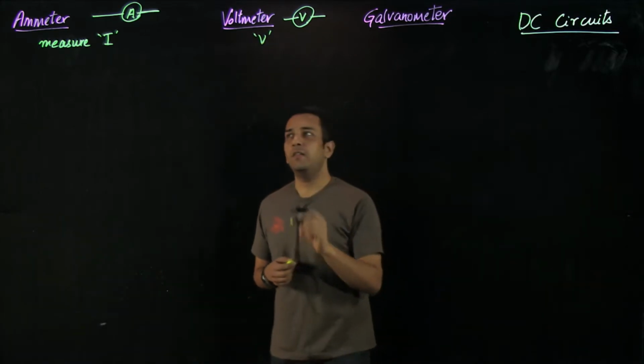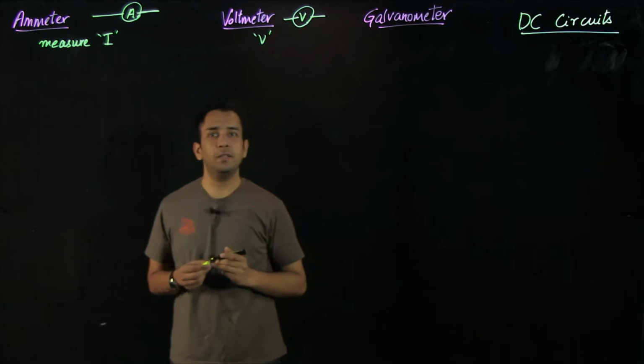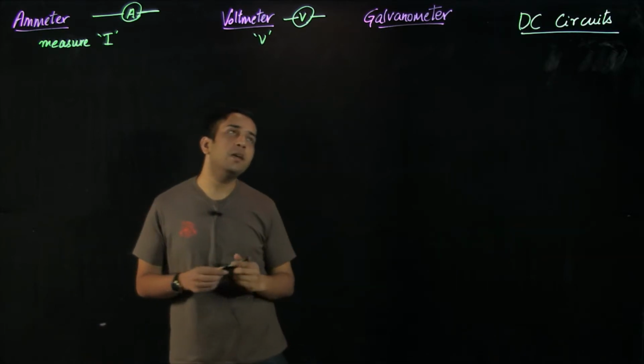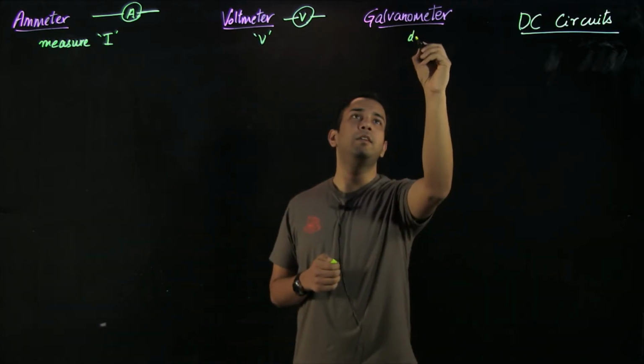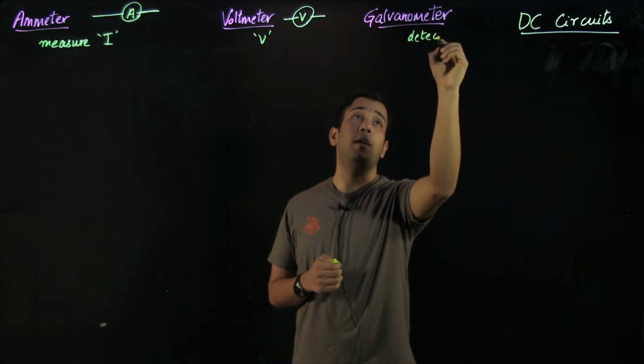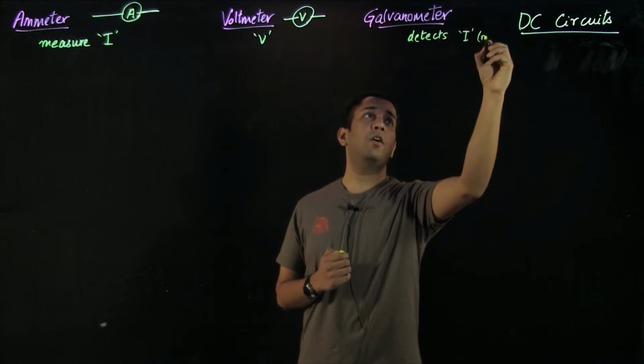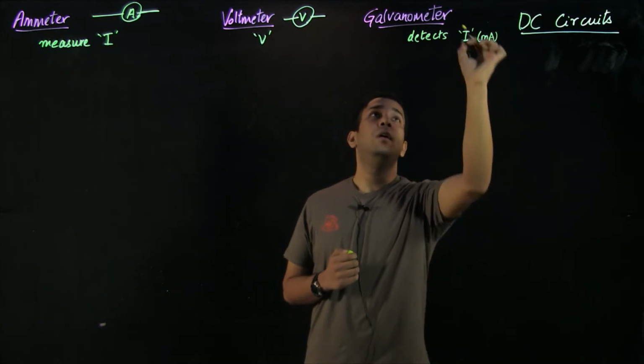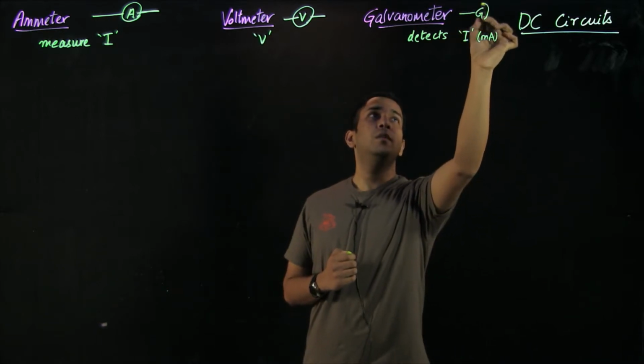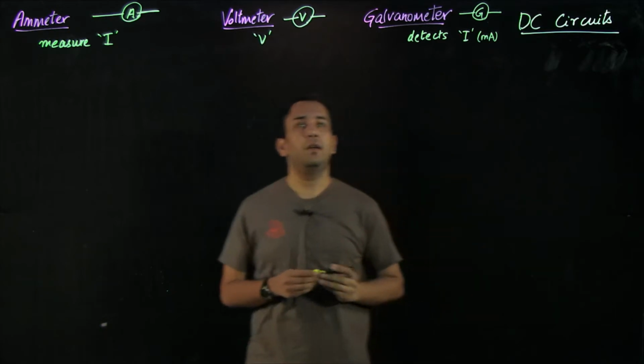Galvanometer is different from ammeter and voltmeter in this respect that it does not measure anything. It only detects the presence of small current, which is of the order of milliamperes. Galvanometer is denoted by symbol G.